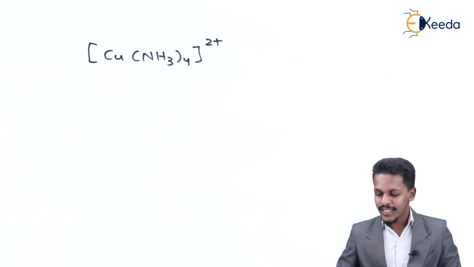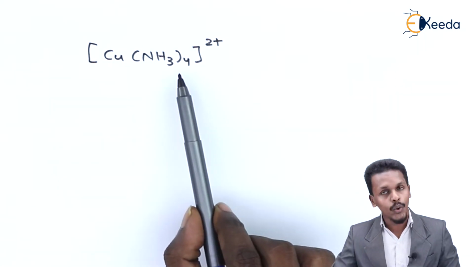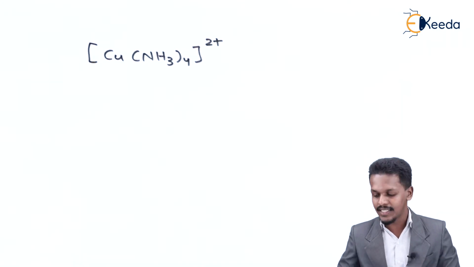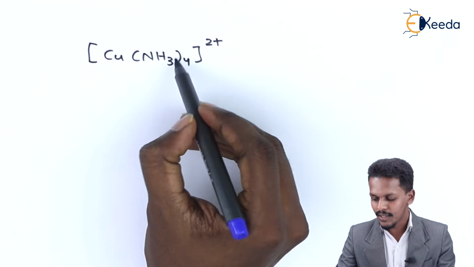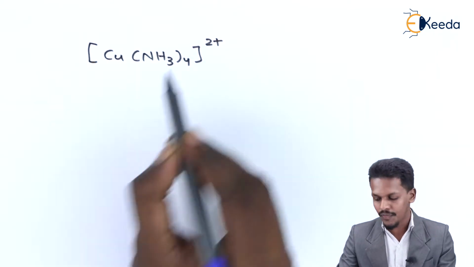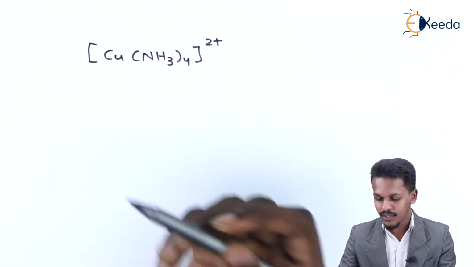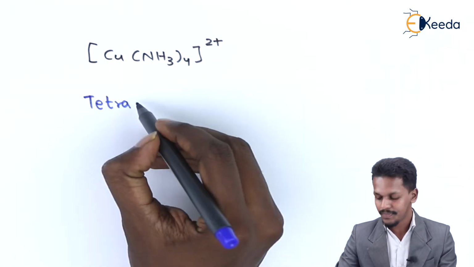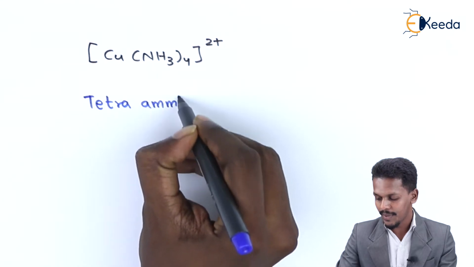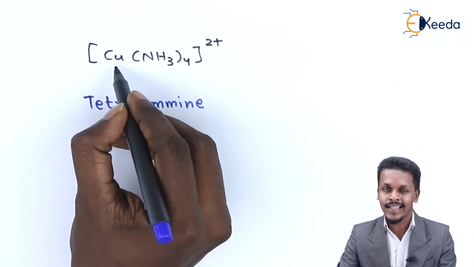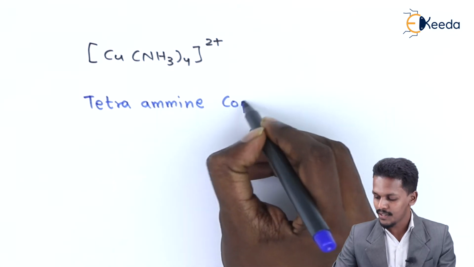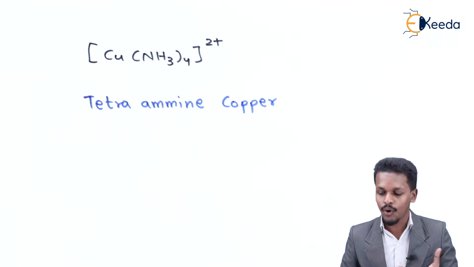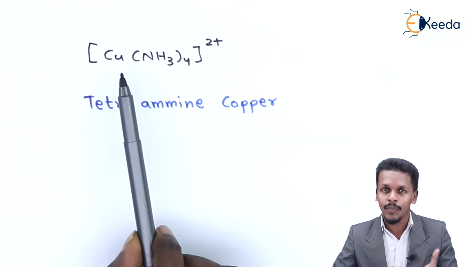In this case we can find that there are 4 amine groups attached to the copper, since 4 moles of amines are attached to the copper, so we could name it as tetraamine, and then the copper. So we'll write it over here as copper. But for that we should also know the oxidation number of this copper, the central metal atom.